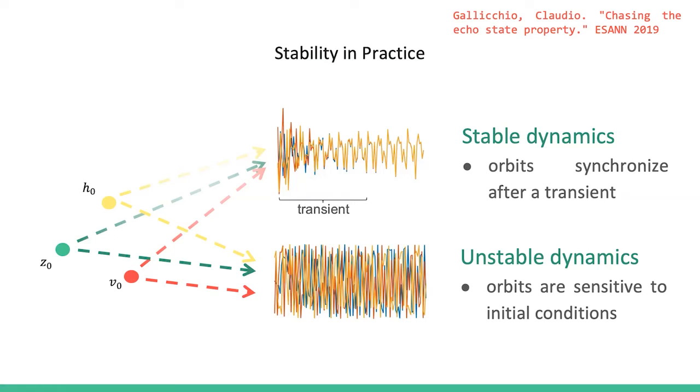Okay, so in practice, this is really not good for generalization, because the encoding of the time series will really depend too much on the initial condition of the recurrent hidden layer, or on tiny perturbations that I can have in the input.